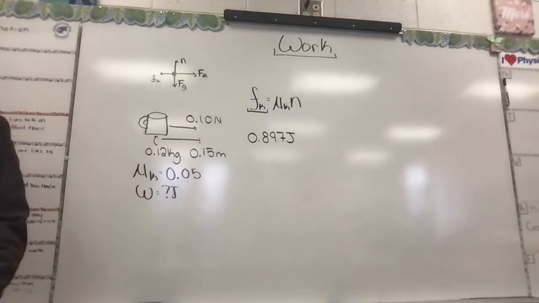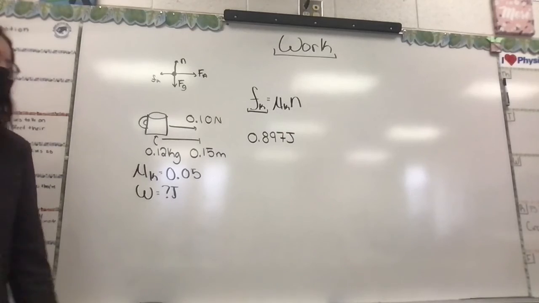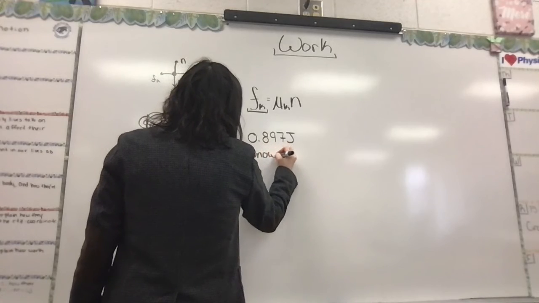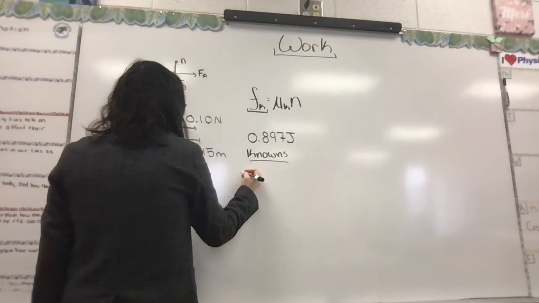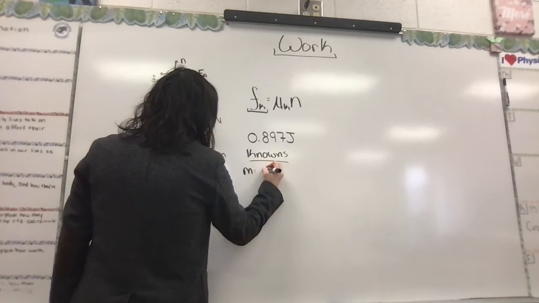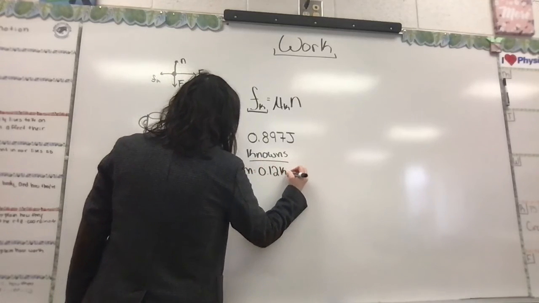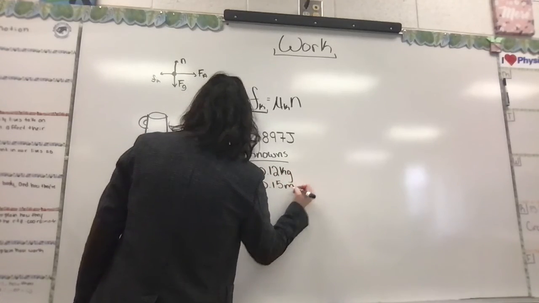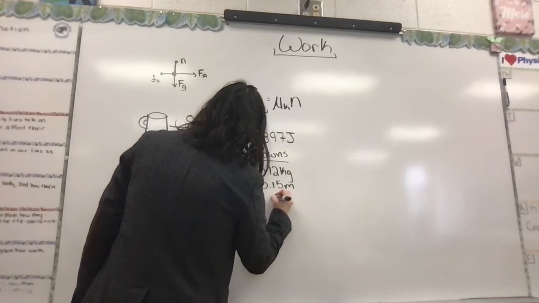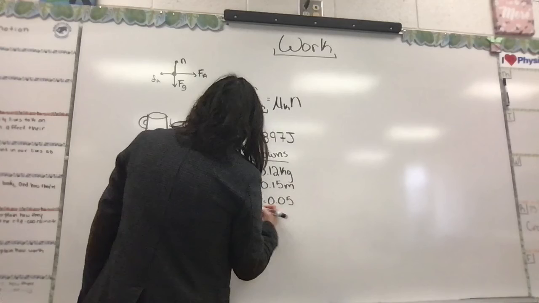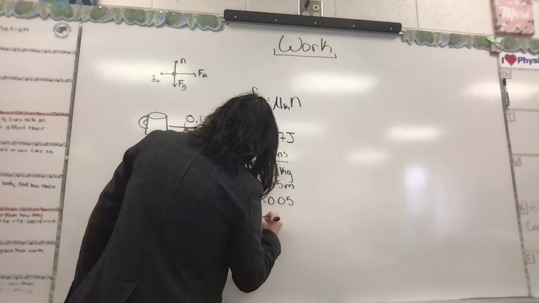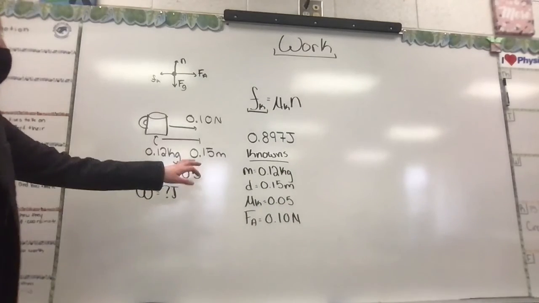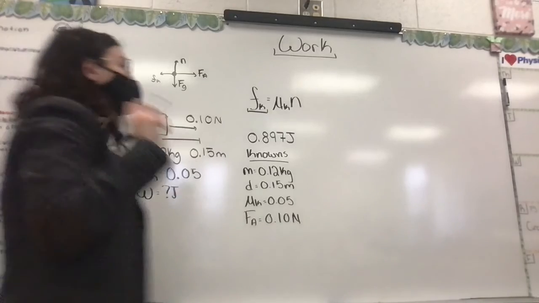Is this the time in the show where I need to show you how to do it? Okay, sit back, take this all in. The first thing I like to do is clean everything up by listing out my knowns. My mass is 0.12 kilograms, my distance is 0.15 meters, my coefficient of kinetic friction is 0.05, and my applied force is 0.10 newtons. Now I think about what I need to find, which is my total work being done.